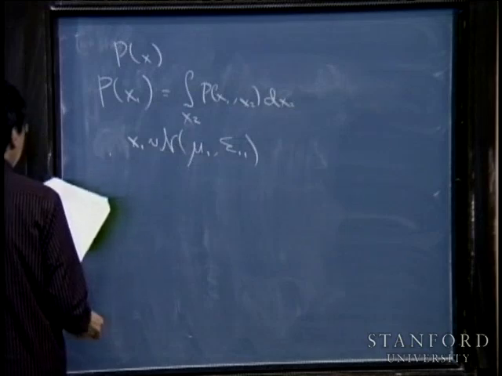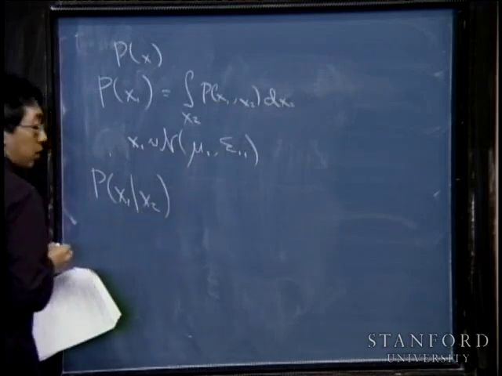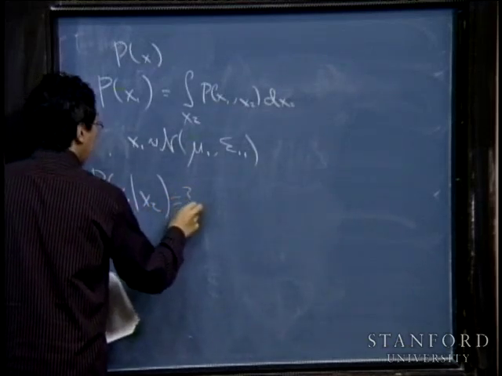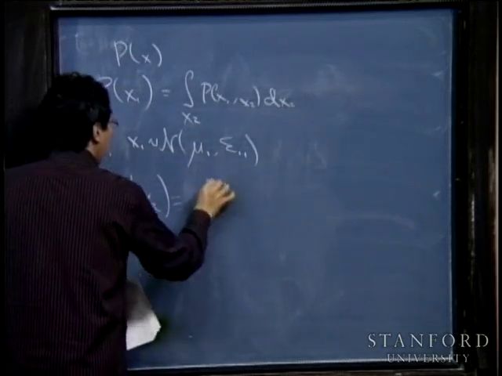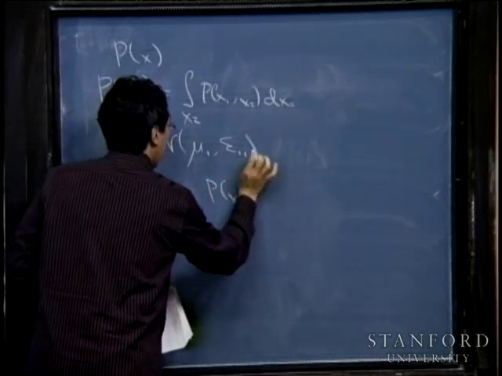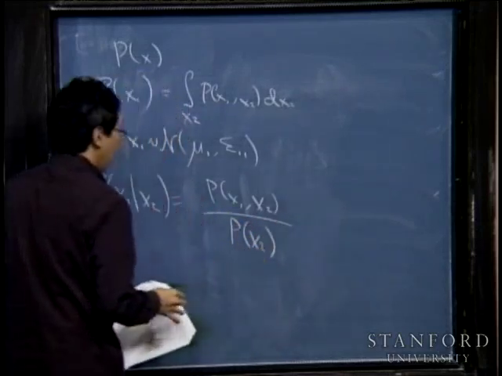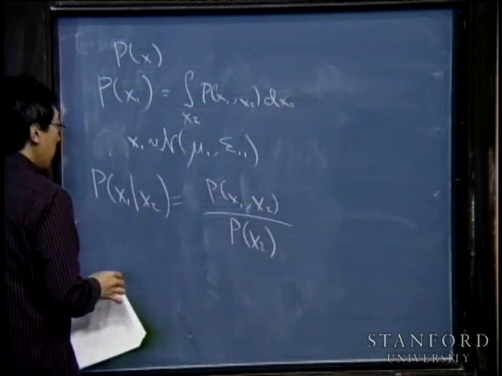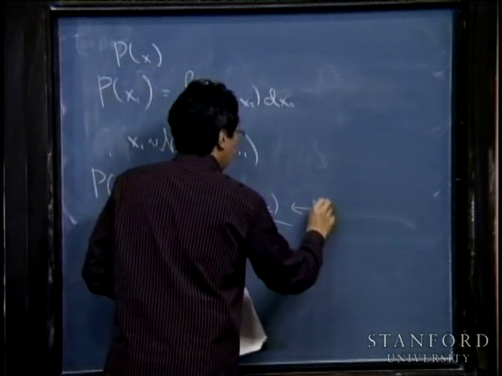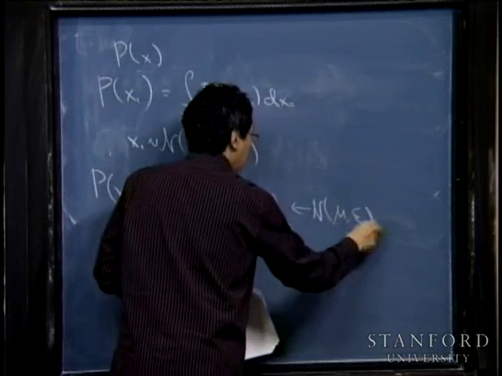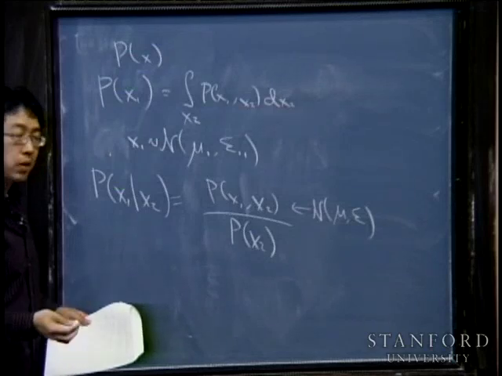You can also compute conditionals. You can ask, what is p of x1 given a specific value for x2? The way you compute that is the usual way: p of x1, comma x2, divided by p of x2. You know what both of these formulas are. The numerator is just your usual Gaussian. Your joint distribution over x1, x2 is a Gaussian with mean mu and covariance sigma.